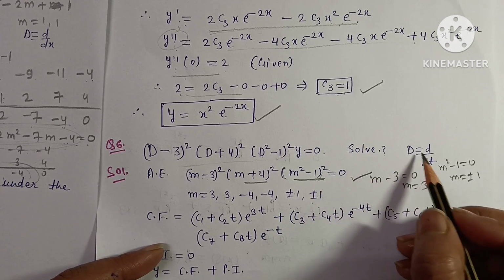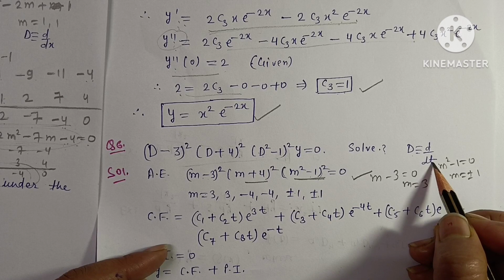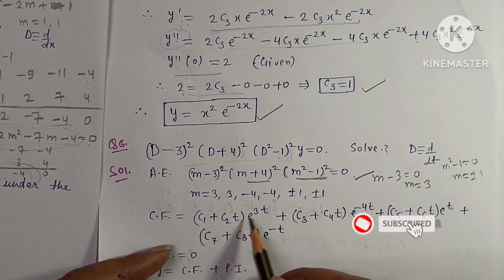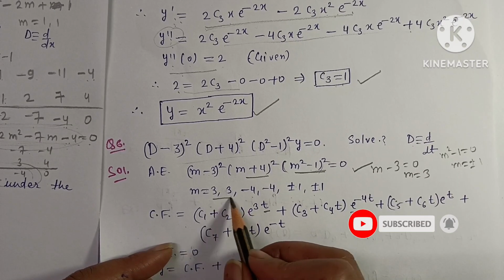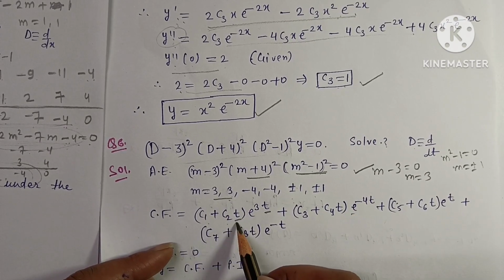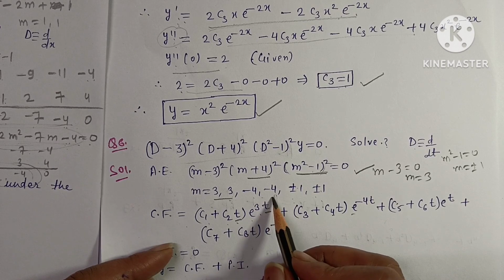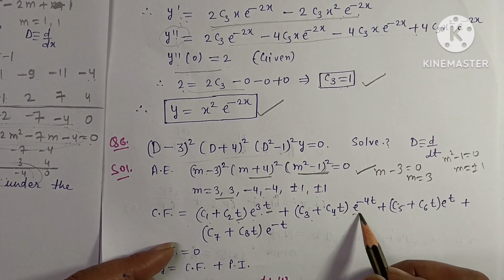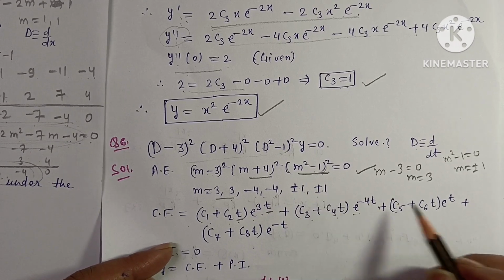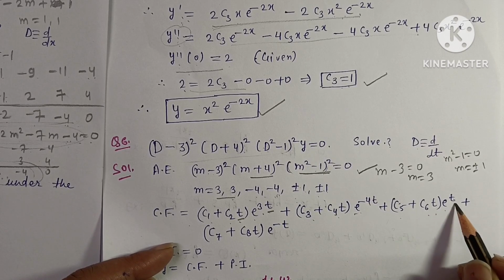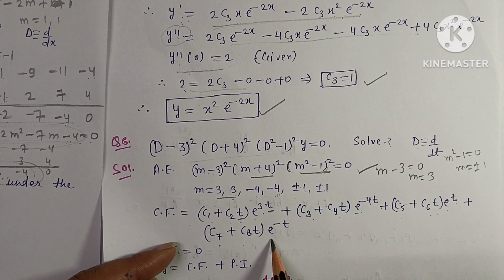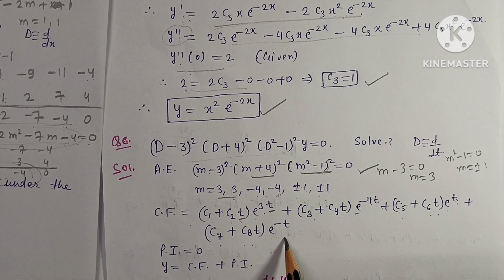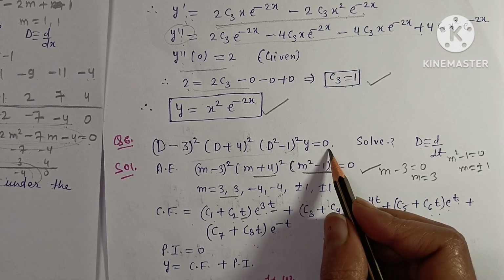It is to be noticed that here D is d by dt. So when you write CF, you will write the independent variable t everywhere. So for this 3 you will write C1 plus C2t e to the power 3t. For this minus 4, C3 plus C4t e to the power minus 4t. For plus 1, C5 plus C6t e to the power t. Then for minus 1, C7 plus C8t e to the power minus t. So this is CF. PI is again 0 because the right side function is 0.